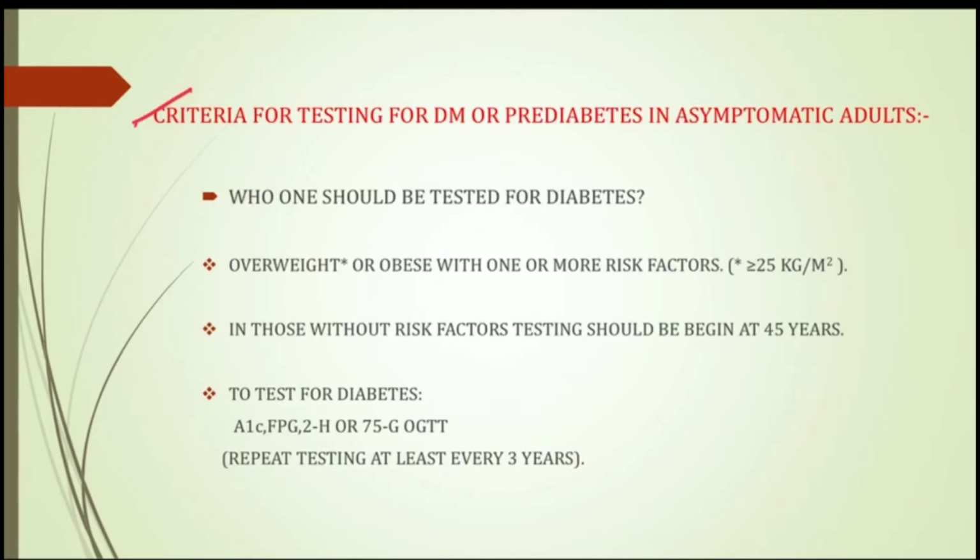So what are the criteria for testing for diabetes mellitus or pre-diabetes in asymptomatic adults? One should be tested for diabetes if he or she is overweight or obese with one or more risk factors. In those without risk factors, testing should begin at 45 years of age. To test for diabetes, generally we use HbA1c, fasting plasma glucose, or a 2-hour 75 gram oral glucose tolerance test, and this testing should be repeated at least every 3 years.